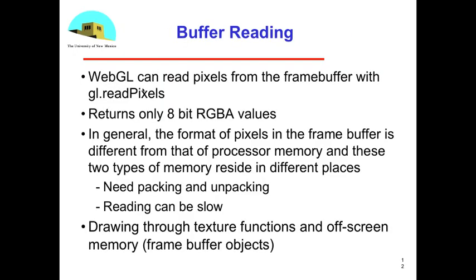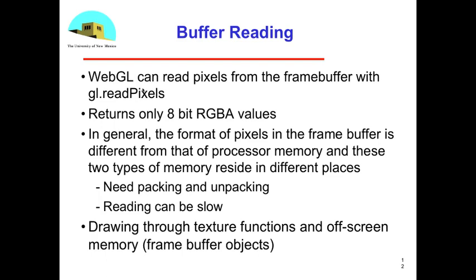What does remain is the ability to read values back from the buffers, from the frame buffer. Later we'll talk about reading from other buffers, but now let's just think about reading from the front buffer. There's a function GL read pixels that will let you do that, and it's going to return RGBA values, and you can then take those raw RGBA values and put them in any format you want and do the packing and unpacking. It tends still to be a slower operation.